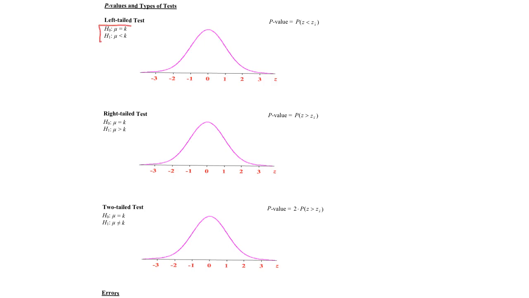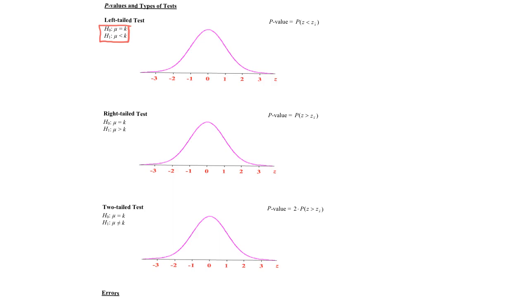where the null hypothesis is that the population mean mu is equal to k, and k is going to be some number. And then the alternate hypothesis is that the mean is actually less than k. So this is a case where you have some reason to believe or some evidence that the mean is actually less than the stated value. So it's called a left-tailed test because of the way we're going to do this.